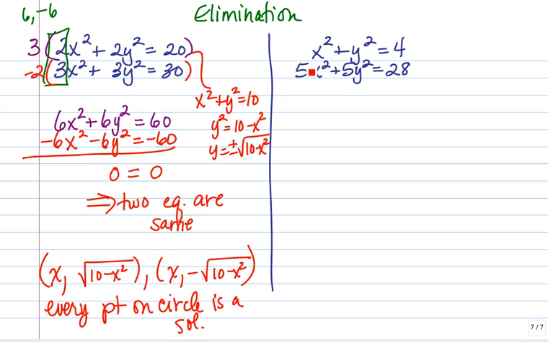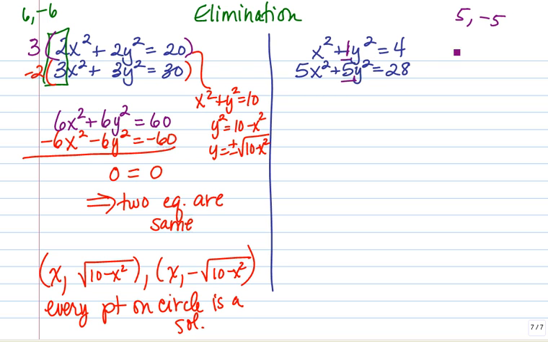Now, looking at this problem, x squared plus y squared equals 4, and 5x squared plus 5y squared equals 28. Well, we want to eliminate one of the variables, so let's choose to eliminate y in this case. So what's a common number between 5 and 1? Yeah, 5, right? 5 is the number that both 1 and 5 divide into. So we need to have a positive 5 and a negative 5.